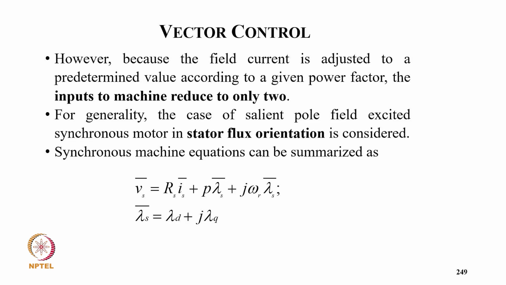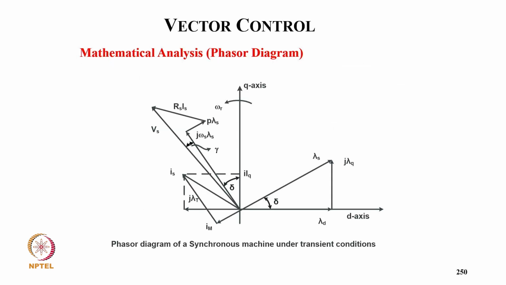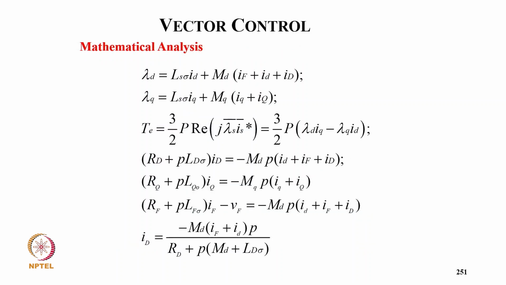Originally, the case of a salient pole field excited synchronous motor in stator flux orientation is considered, and the synchronous machine equations can be summarized as Vs equal to Rs Is plus P lambda s plus J omega R lambda s, and lambda s equal to lambda d plus J lambda q. And this is typically the phasor diagram of the synchronous machine under steady state conditions, with the different d and q axes and all the volt ampere relations here.